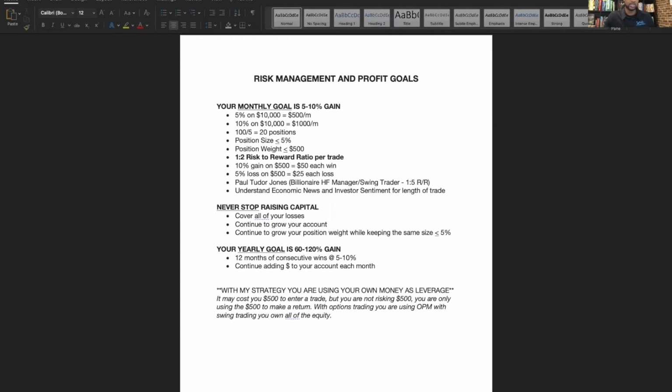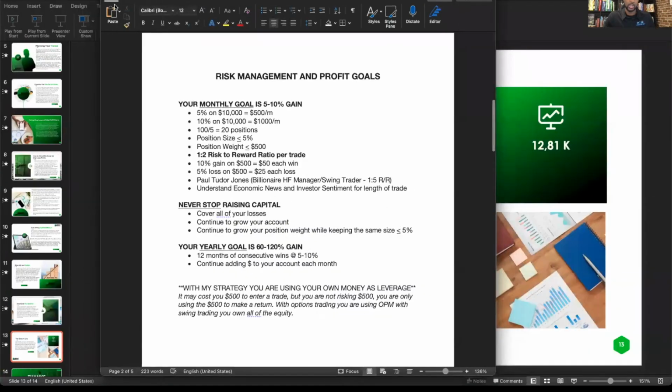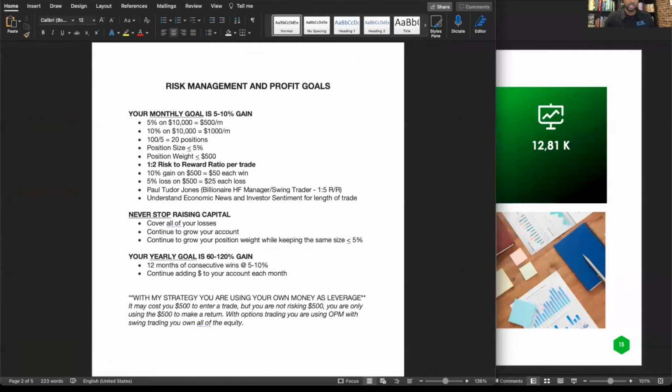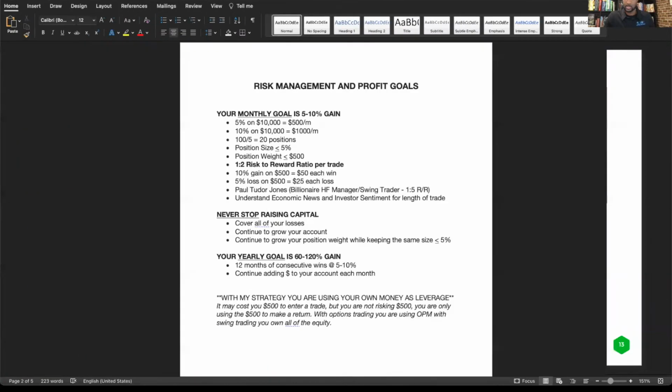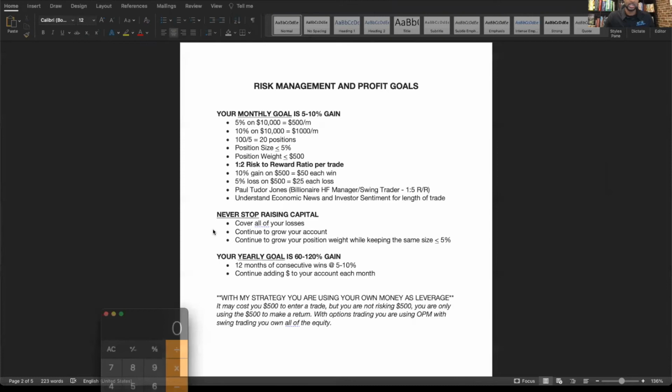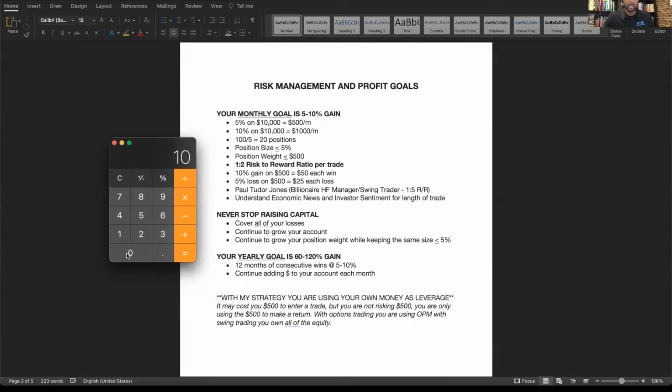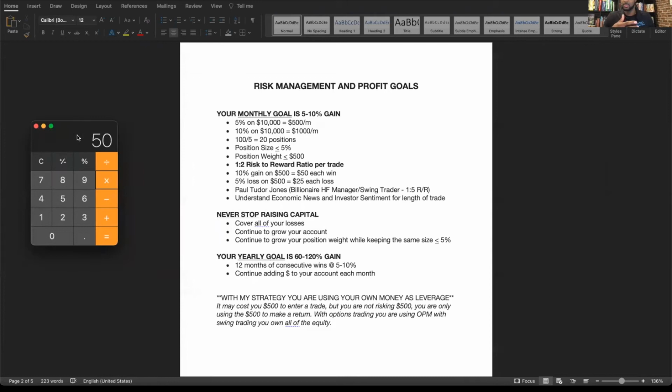So let's just do the math so we can get a good representation of what we're talking about here. Minimize this real quick. I like to use this calculator because this is something that we need to visualize and understand, right? So $1,000 in your account total, right? You want to try to make a 5% return on that, which will give you a $50 return at the end of the month, right?